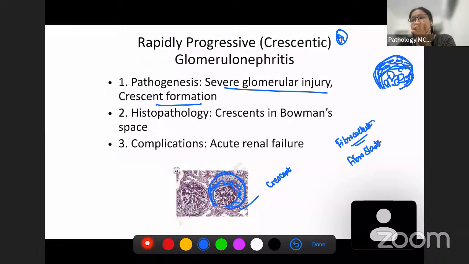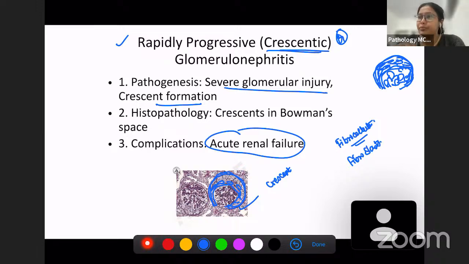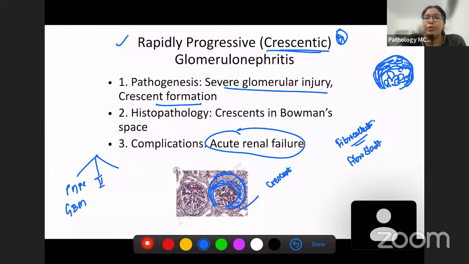And whenever a crescent is present, it is known as a crescentic glomerulonephritis. Okay, just remember this much. Rapidly progressive, as the name says, this is rapidly progressive. So it's going to lead to acute renal failure. Okay, fine. Now, rapidly progressive glomerulonephritis has three types. First one, type 1, is associated with anti-GBM disease. Okay. Type 2 rapidly progressive glomerulonephritis is associated with membranous and membranoproliferative nephritis.